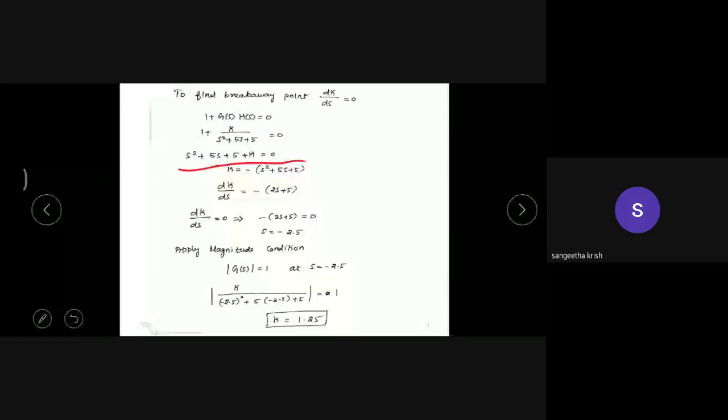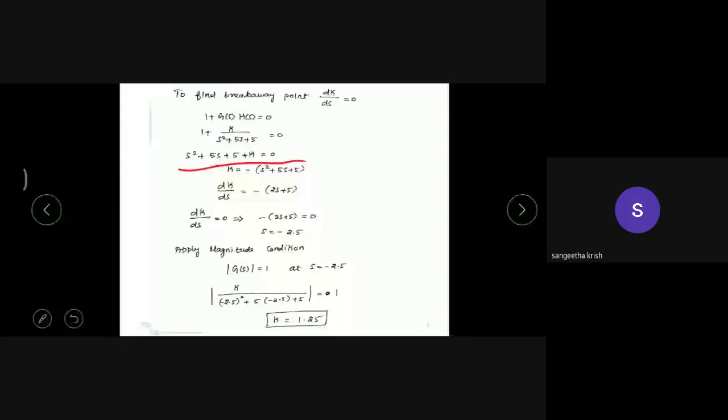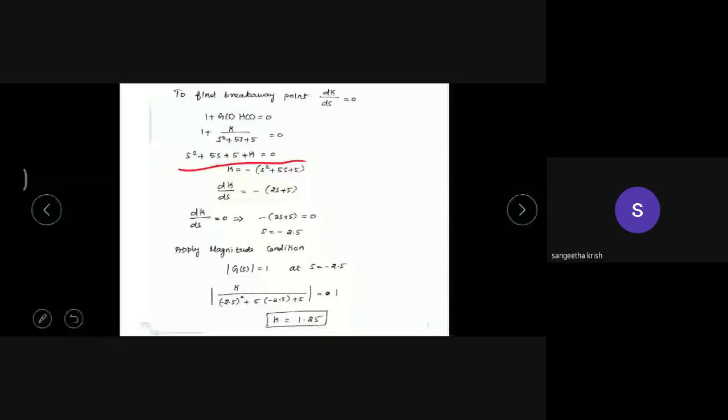If there is more than one value, we have to check whether it is a breakaway or break-in point. Sometimes even that point cannot be a breakaway point. Okay, so here I'm getting only one breakaway point. Yes, the value is minus 2.5. Now, see the question, they're asking the value of K at the breakaway point. Here the breakaway point is minus 2.5.